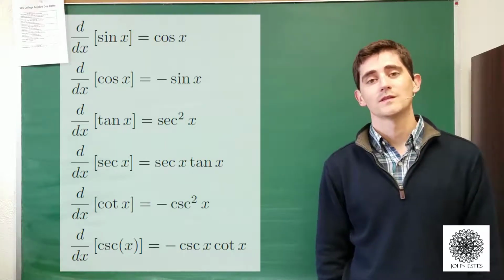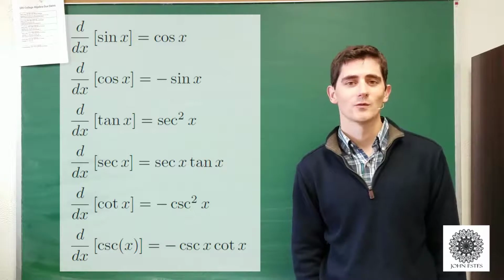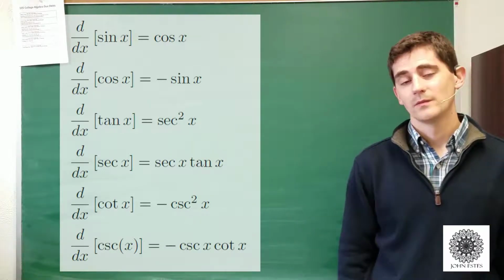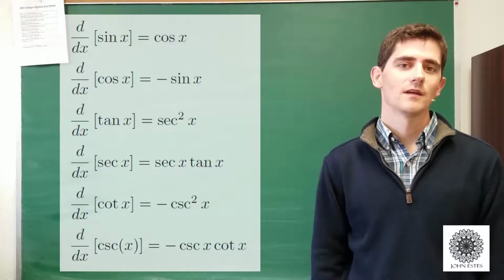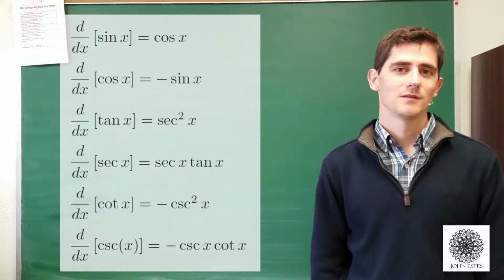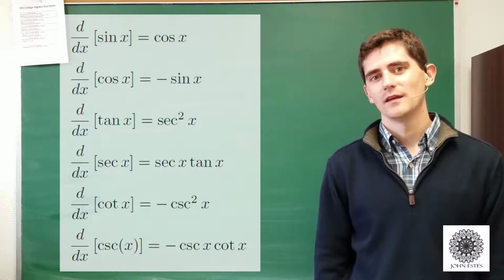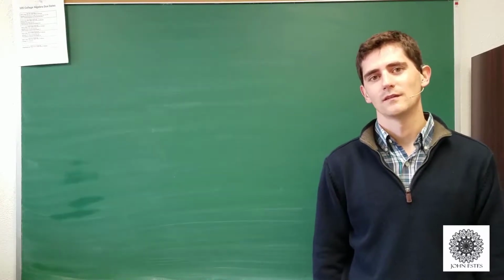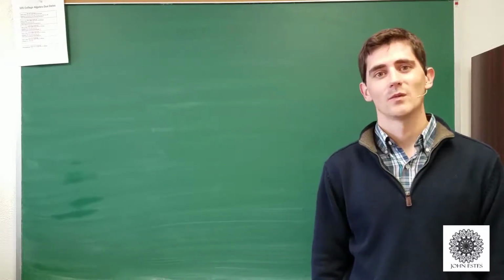The derivative of cosine is negative sine. The derivative of tangent is secant squared. The derivative of secant is secant tangent. The derivative of cotangent is negative cosecant squared. And lastly, the derivative of cosecant is negative cosecant cotangent. I'll show some examples on how these work, but again, it just comes down to memorization.